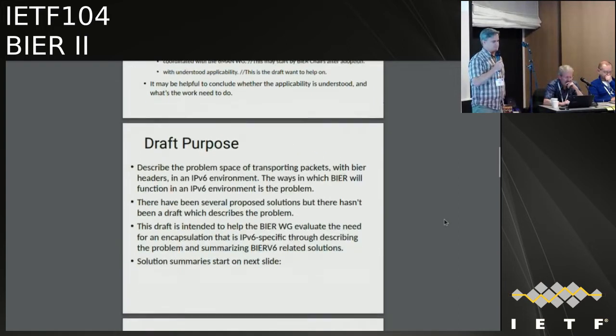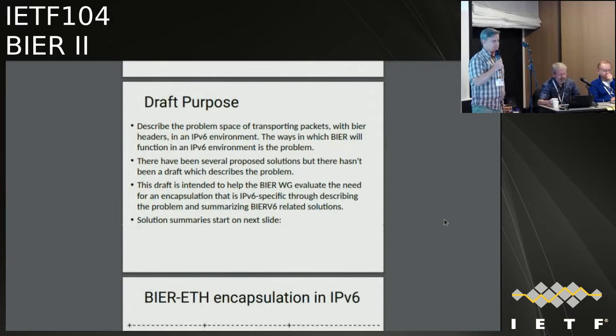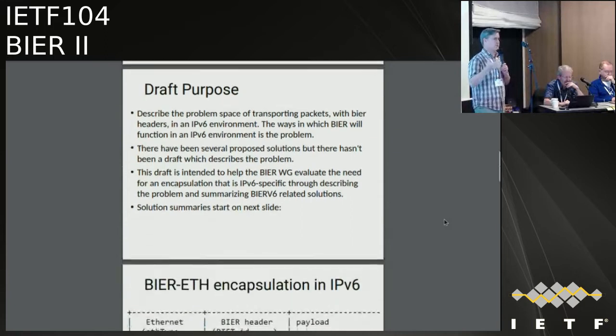Okay. All right, just to continue to beat a dead horse, this is the purpose of the draft, to describe the problem of transporting packets with BIER headers in a v6 environment and the way BIER will function in that kind of an environment. There's been several proposed solutions. We're going to cover those, and it's supposed to help the BIER working group. Okay, so we're going to start just briefly talking about each of the proposed solutions so far.